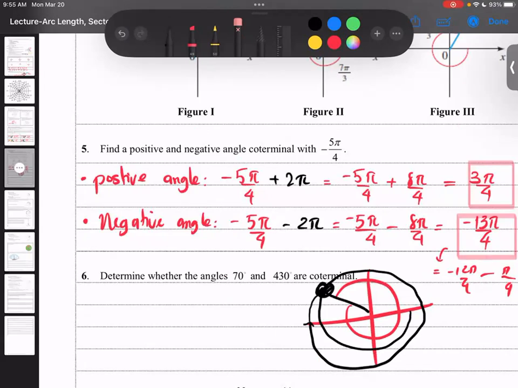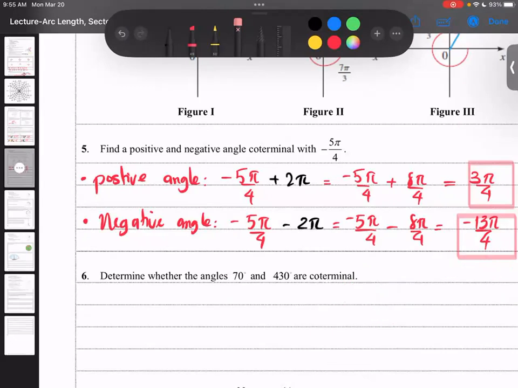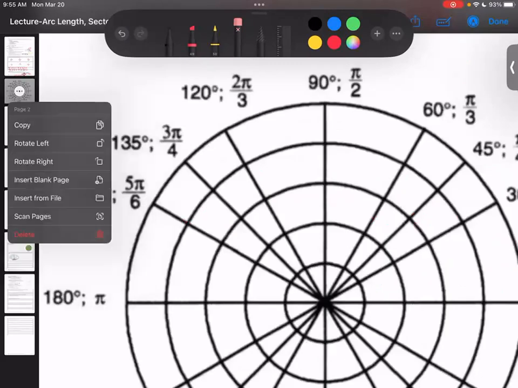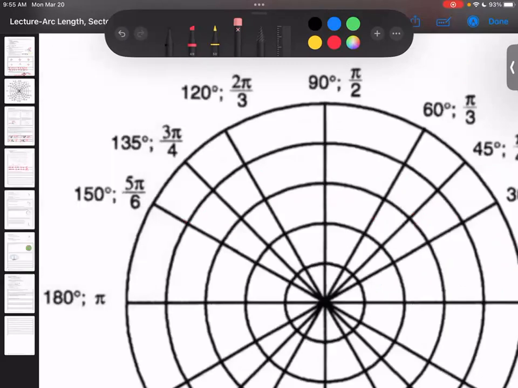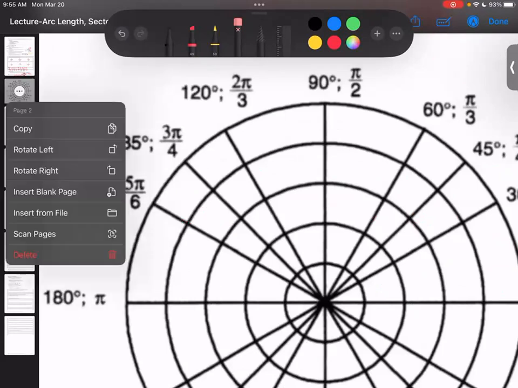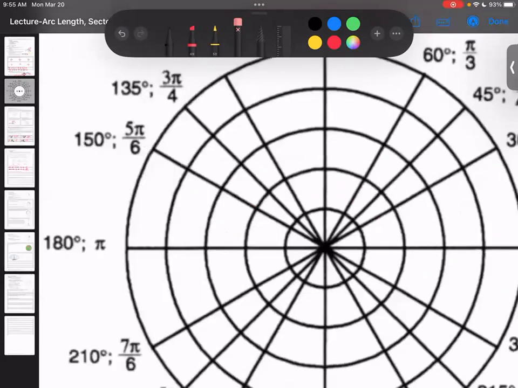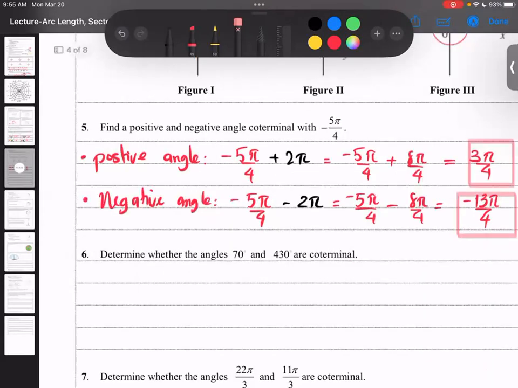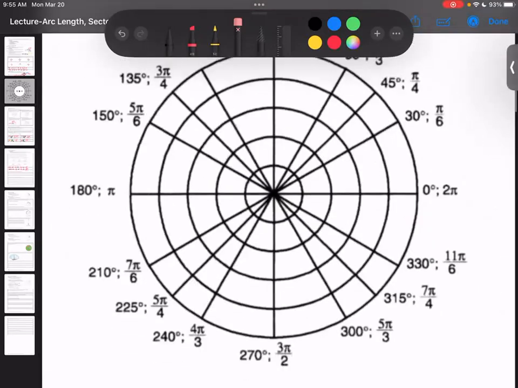All right, let me show you how. Let me check my answer. I at least check the positive angle. My answer is 3 pi over 4. Is negative 5 pi over 4 equal to 3 pi over 4? Let's check. Negative 5 pi over 4. Now let's start with positive 5 pi over 4. Positive 5 pi over 4 is right there.